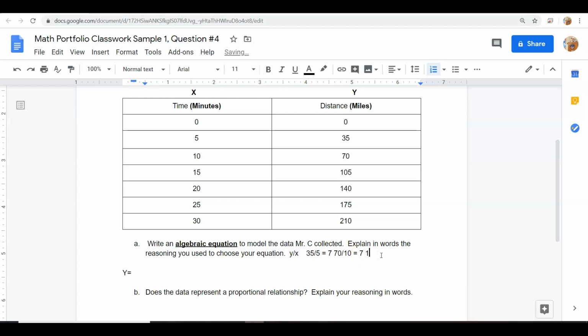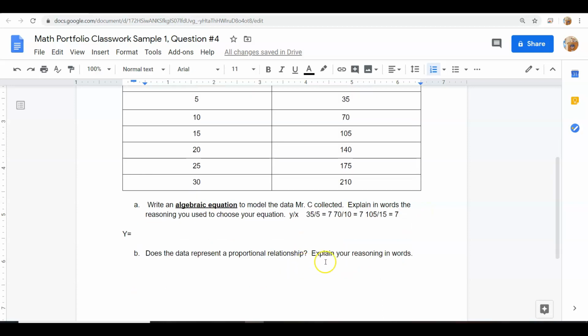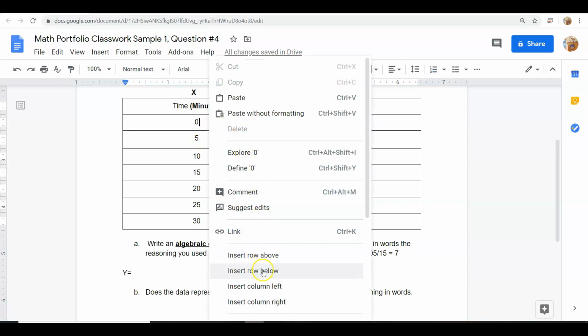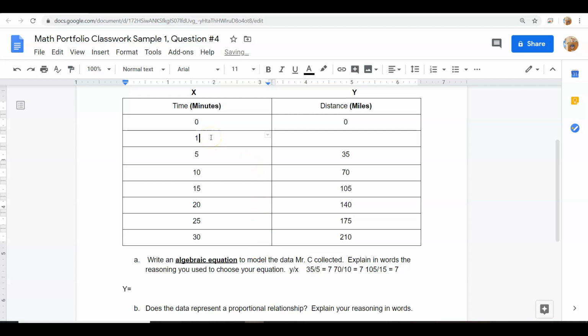If we do 105 divided by 15, on a calculator you would get 7. So this 7 is our constant rate. What do I mean by that? That means for every 1 minute that we run, so let's say I need you to fill this out, for every 1 minute you run, you go 7 miles.